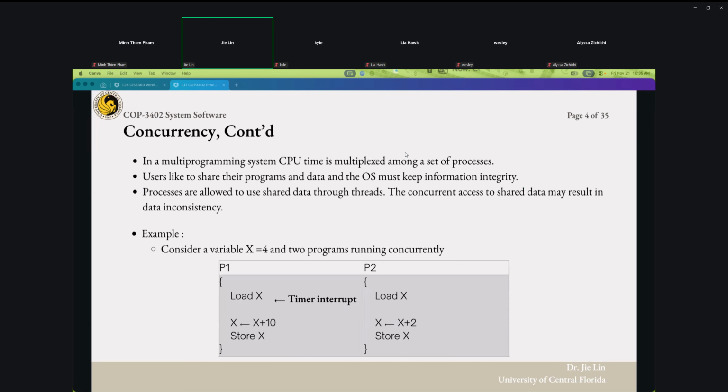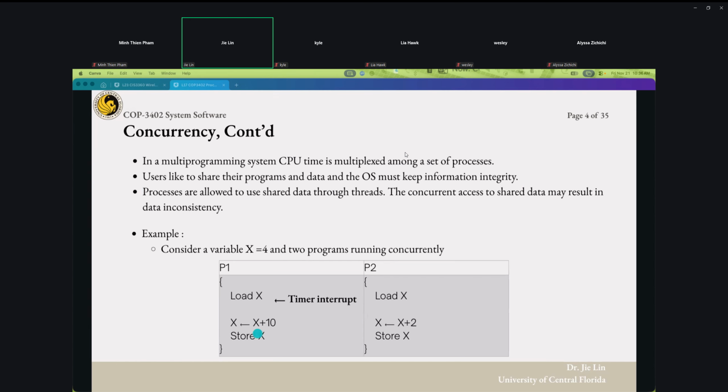Now let's examine the practical challenges introduced by concurrency. Whether it's pseudo or true, we all have this problem, focusing on shared data. In a multi-programming system, the CPU rapidly switches between multiple processes, allowing them to progress seamlessly at the same time. Processes commonly share data, and the operating system must handle this carefully to maintain data integrity. Let's consider a very simple example.